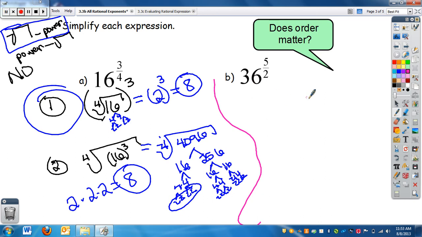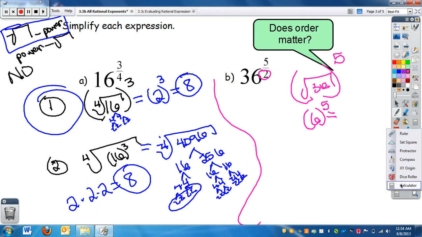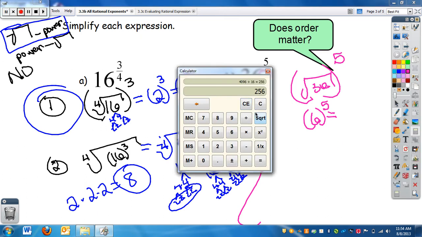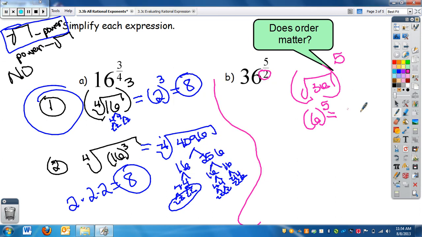Alright, so on this one, I have 36, so my root is 2, so I take the square root of 36, and I'm going to take that to the 5th power. Square root of 36 is 6. 6 to the 5th power. Well, I'm going to use my calculator. We have 6 times 6 times 6, 5 times. That gives me 7,776.